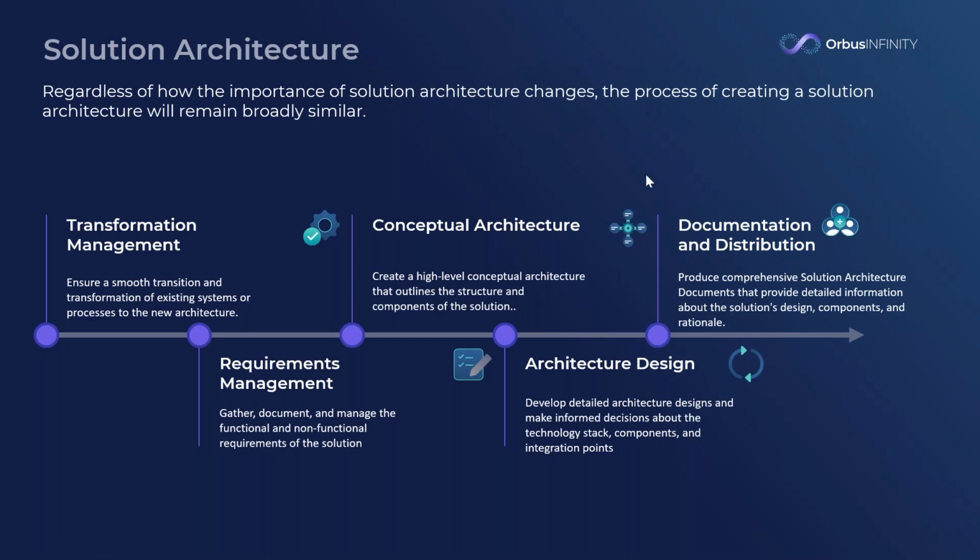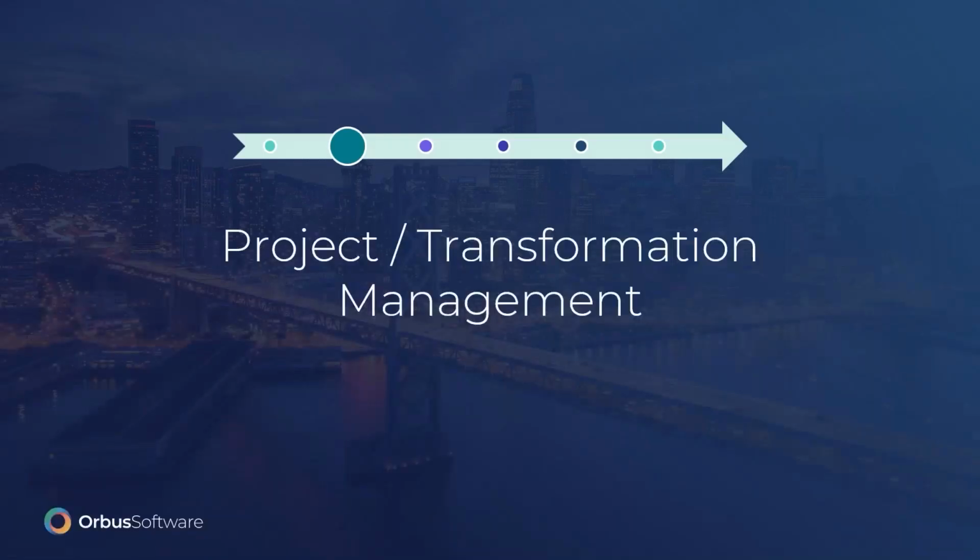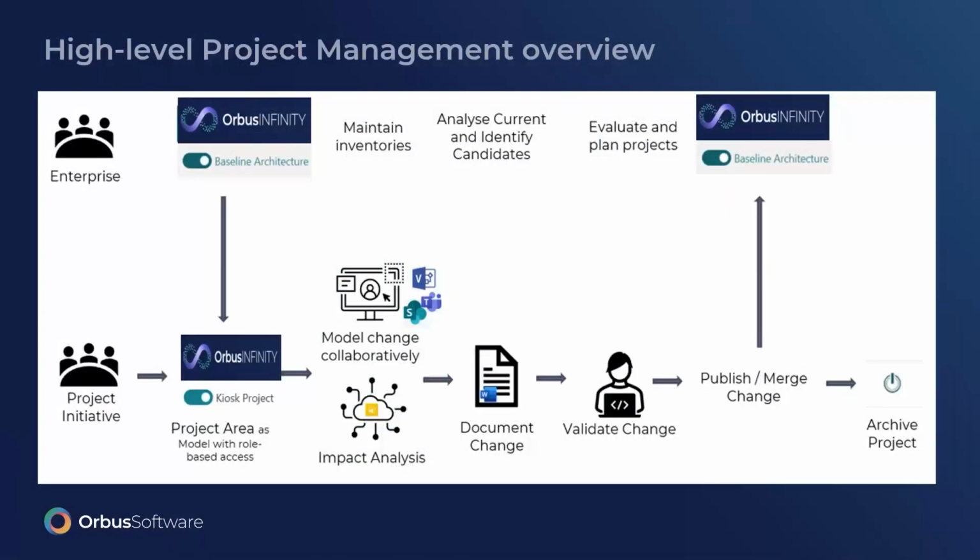All right, let's start with the first project and transformation management. Now, to get started, essentially you would be working on different workspaces. So here's an example of how you can work side by side with Enterprise Architect. On the top, we have Enterprise Architects who are looking after the current state of your organization, which could be called baseline architecture. They are responsible for maintaining inventories, identifying some candidate projects, and helping people make decisions by providing those roadmaps.